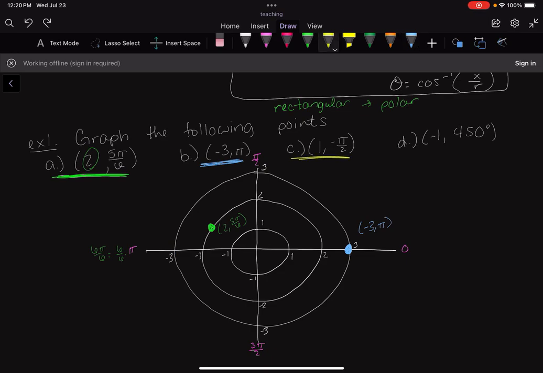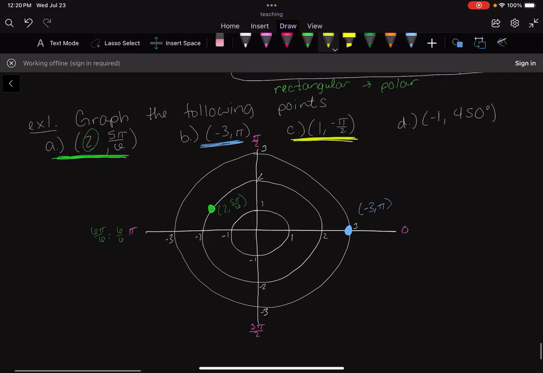Let's do part C. 1 comma negative pi over 2. Negative pi over 2 is going to be down here. So I'm looking this way, and I want to go out to 1. So that's going to put me right here. So this is the point 1 comma negative pi over 2.